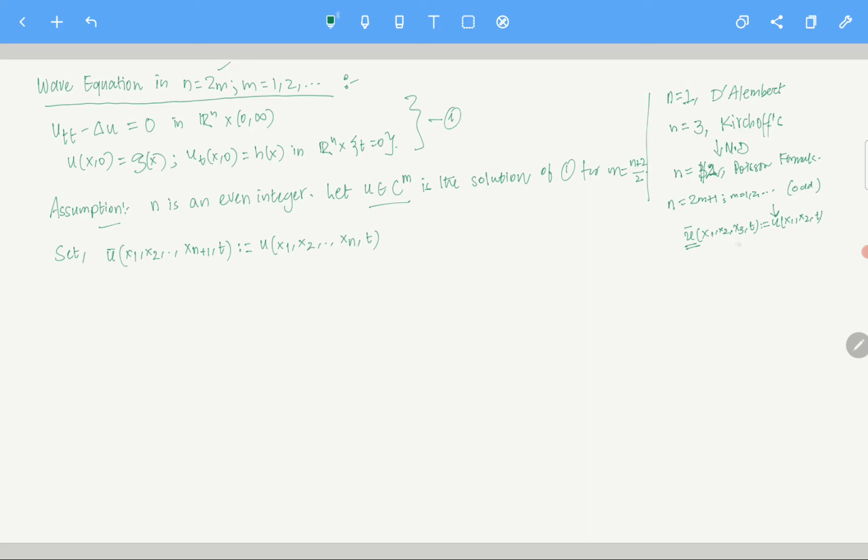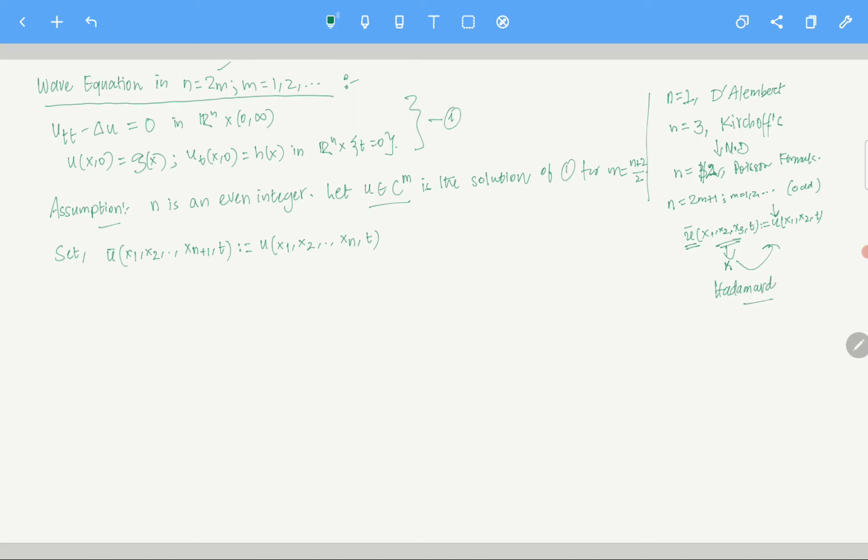U bar is independent of the third variable, right? Okay, and then you use Kirchhoff's formula in 3 dimensions. Use Kirchhoff's here, and then you go down to 2 dimensions. That's the idea, right? The method of descent. This is due to Hadamard. Please remember, this is called Hadamard's method of descent.